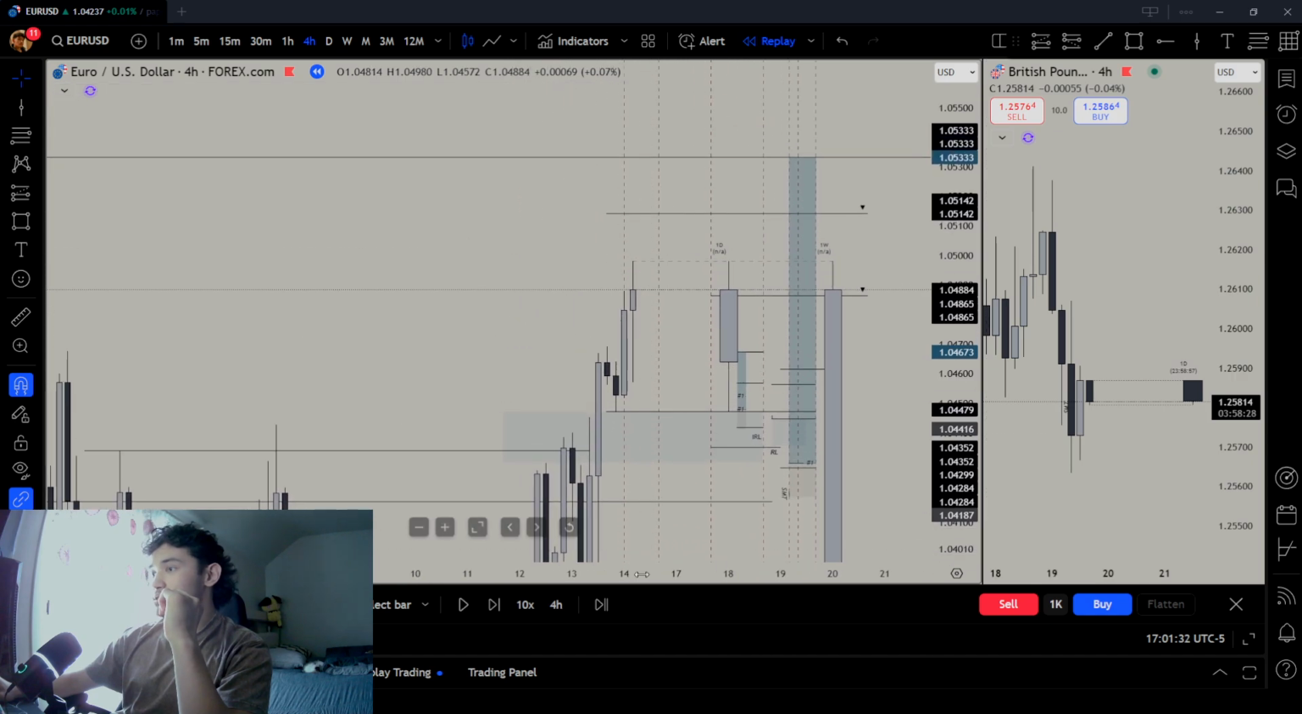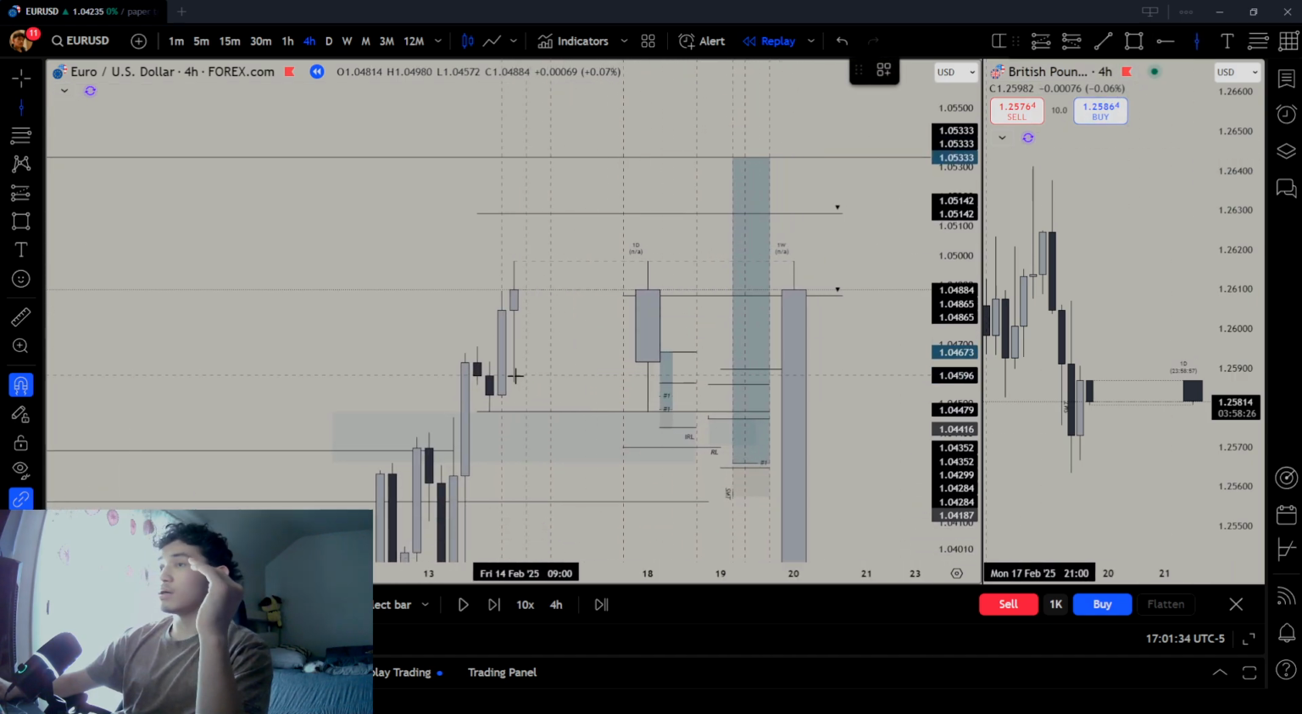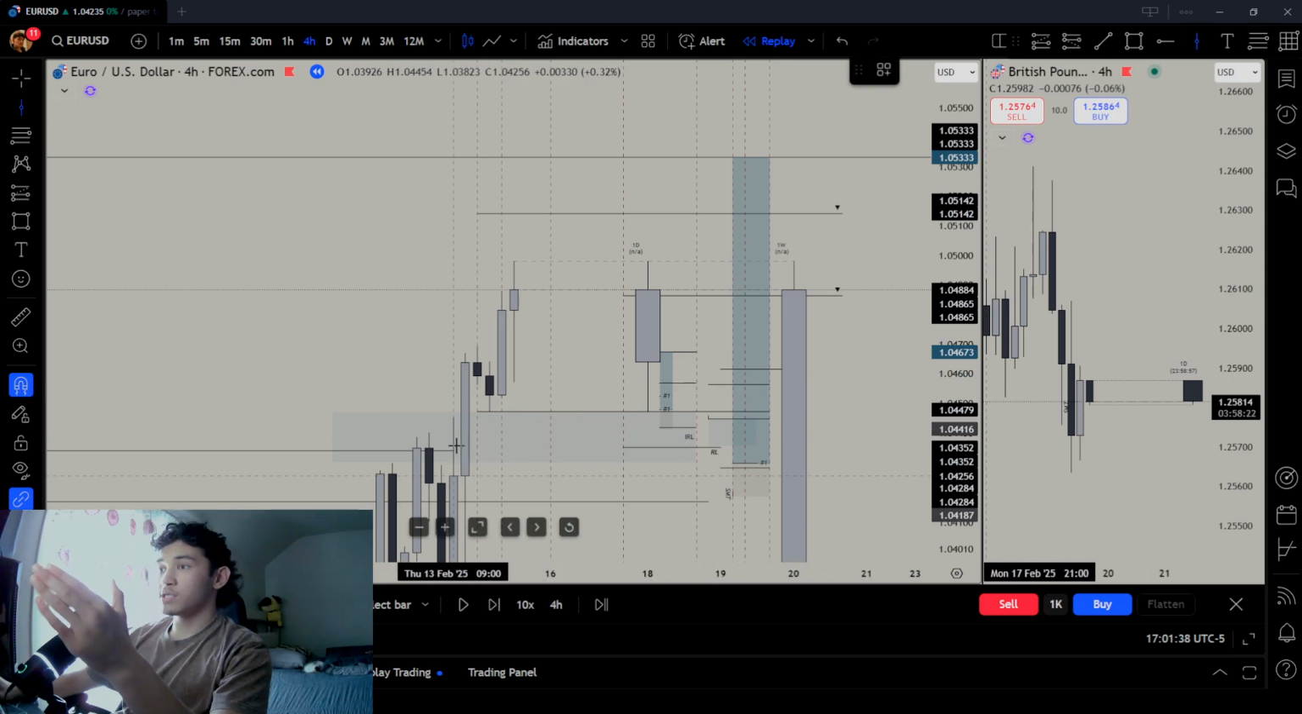In this case, you can see that's why I said to mark the open and the close. You can see how I got confused. I was looking down here.